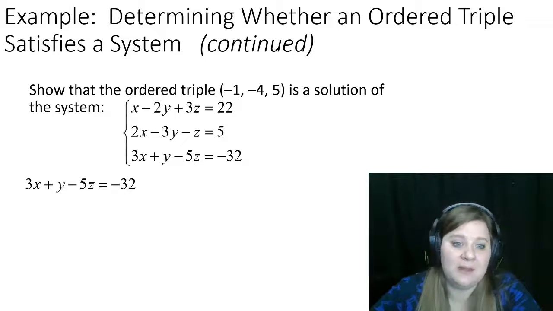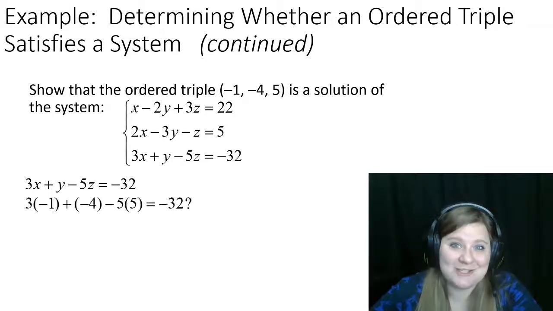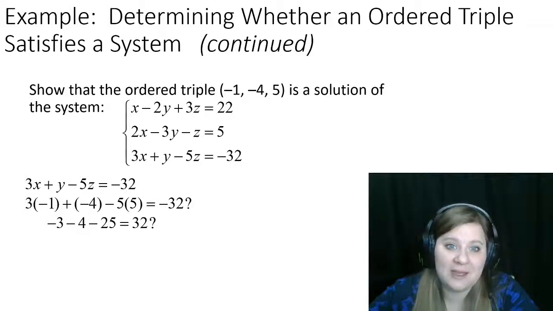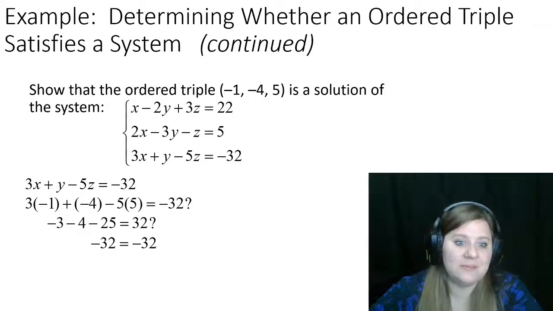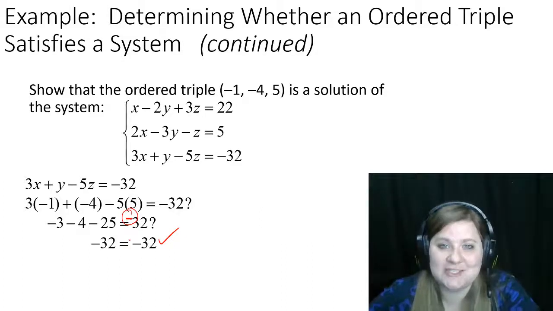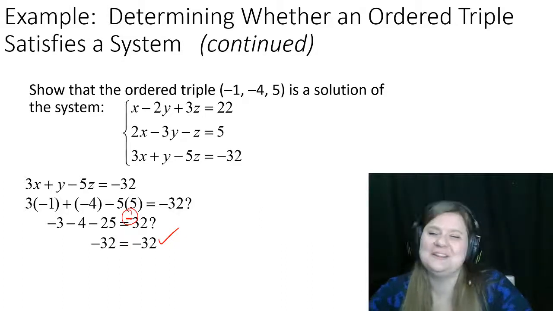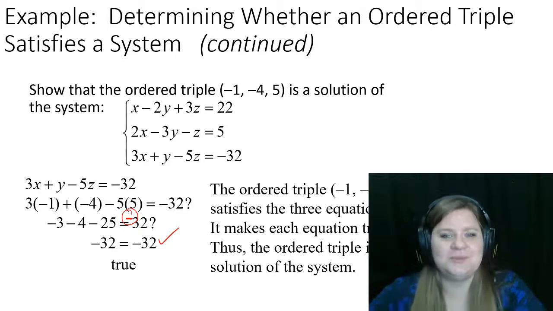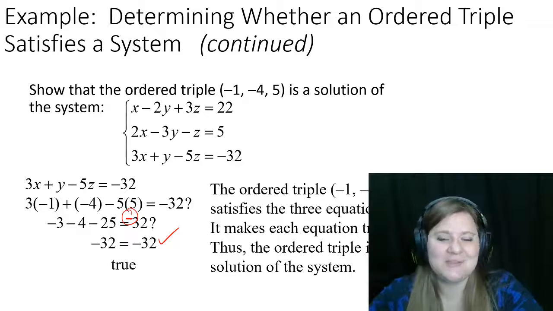So I'm going to plug it into the last equation, and I end up with -3 minus 4 minus 25, which comes out to be -32, exactly how we had hoped it would be. Okay, be careful. You'll notice that the negative didn't actually get typed. Good news is in the final answer, it was there. So since it is true for all 3 separate equations, we can say that it is a solution for our system.